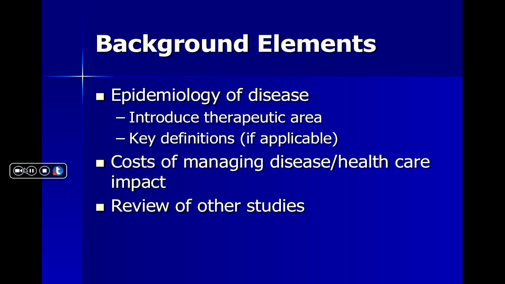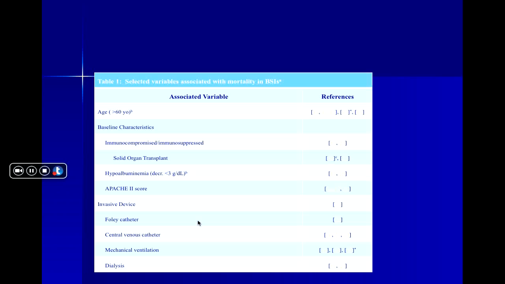Production of insulin and management of glucose. And then you might want to explain that there's type 1 diabetes as well as type 2 diabetes, etc., and which of those you'll be focusing on. You also want to review the cost of managing the disease or the healthcare impact of that disease, and review other studies in the field with what their unanswered questions were.